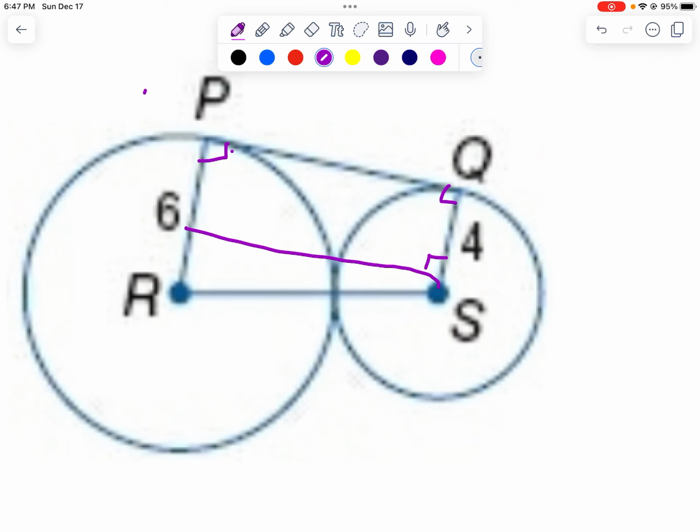So I've got a right angle here and a right angle here, and of course that would be a right angle then too, wouldn't it? So now I've got a rectangle, and I know the opposite sides of a rectangle are congruent. So I know this length is 6 and this length is 4, so the whole length is 10. And then I would know this is 4 and that's 2.